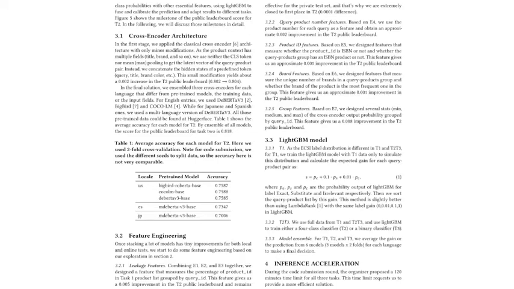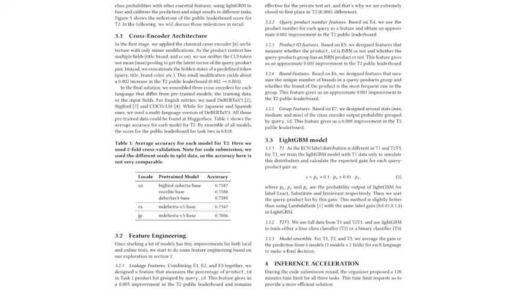Based on E6, we designed features that measure the unique number of brands in a query product group and whether the brand of the product is the most frequent one in the group. These features give us approximately 0.1 improvement in the T2 public leaderboard. Based on E7, we designed several statistics: mean, median, and max of the cross-encoder output probability grouped by the query ID. These features give us a 0.8 percentage improvement in the T2 public leaderboard.